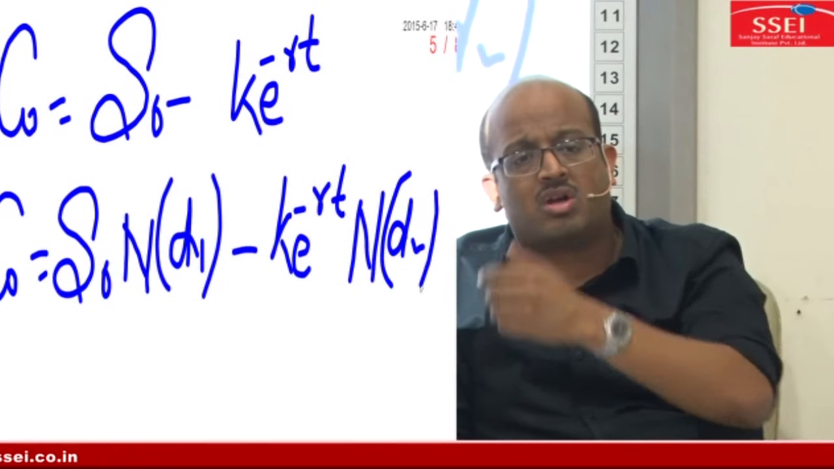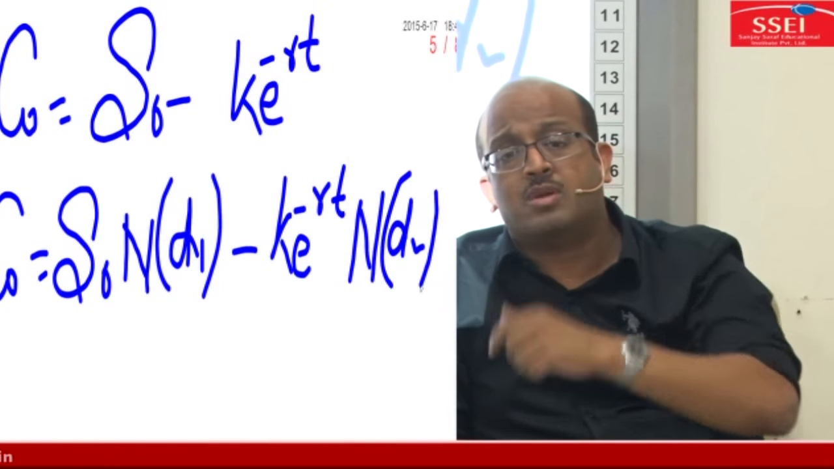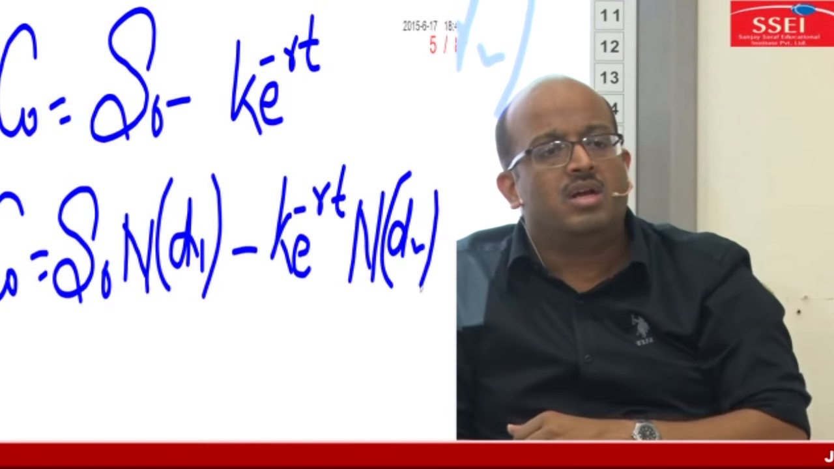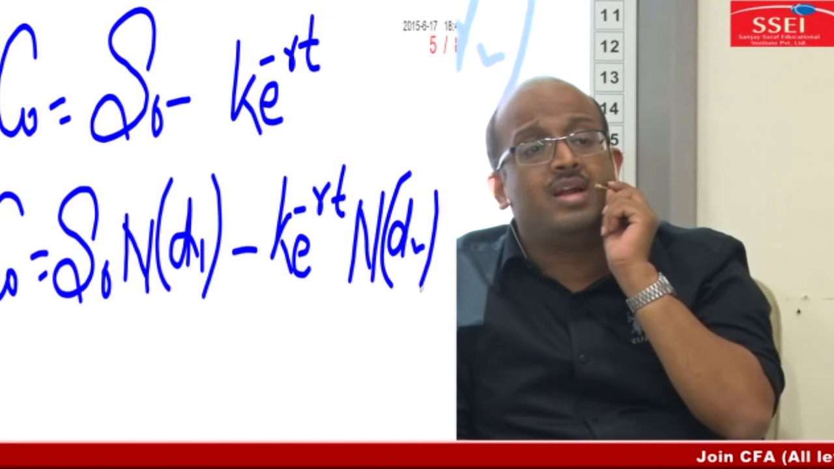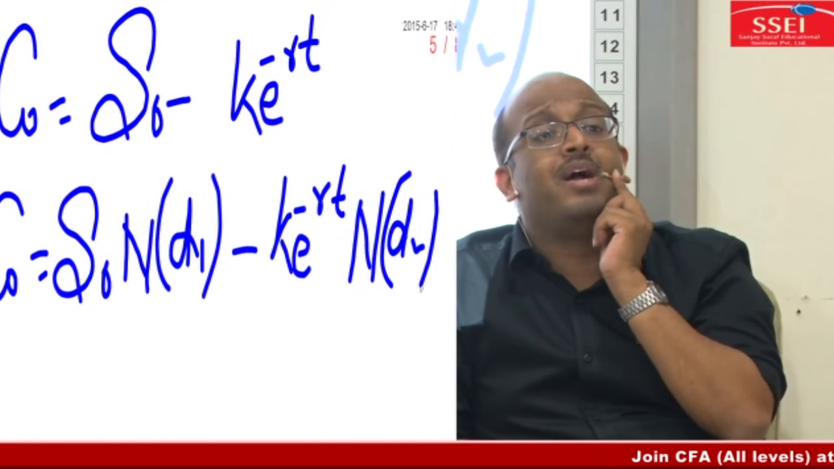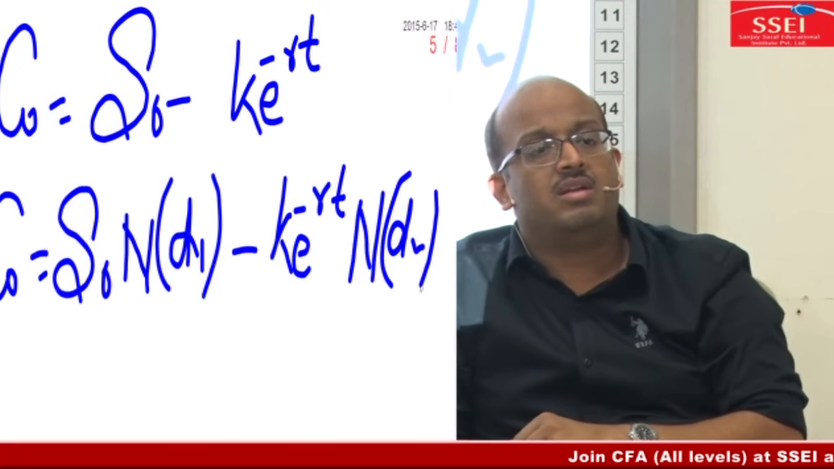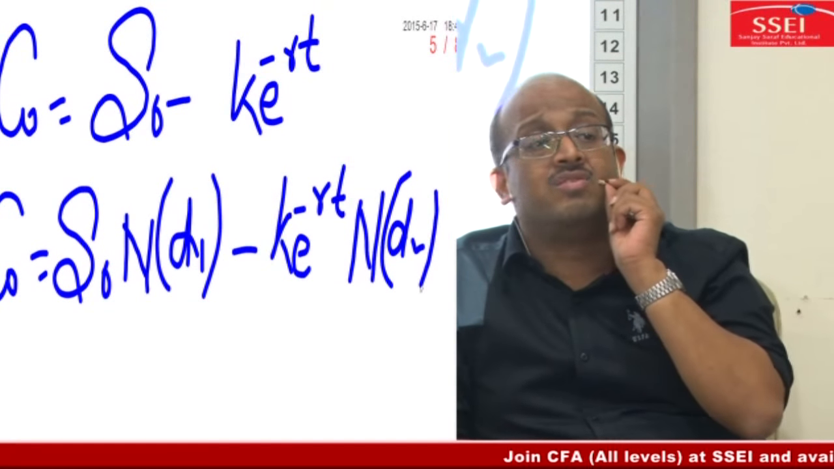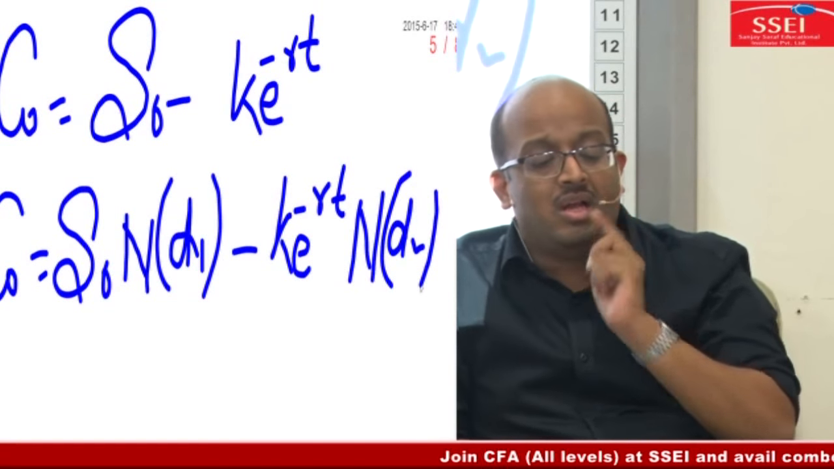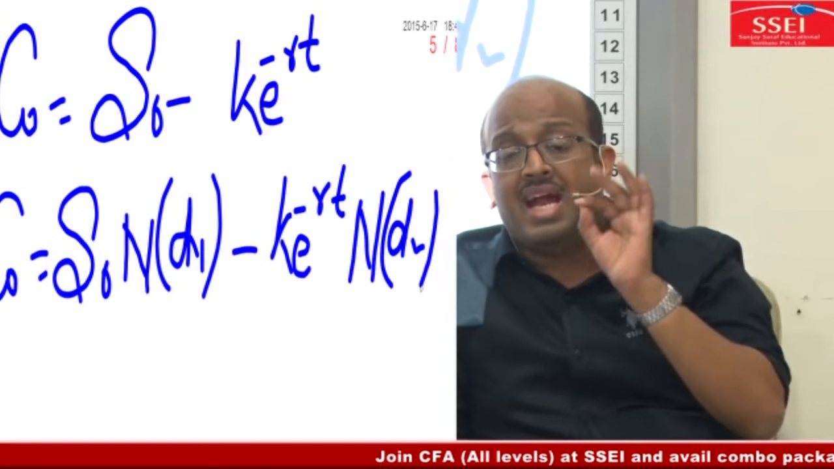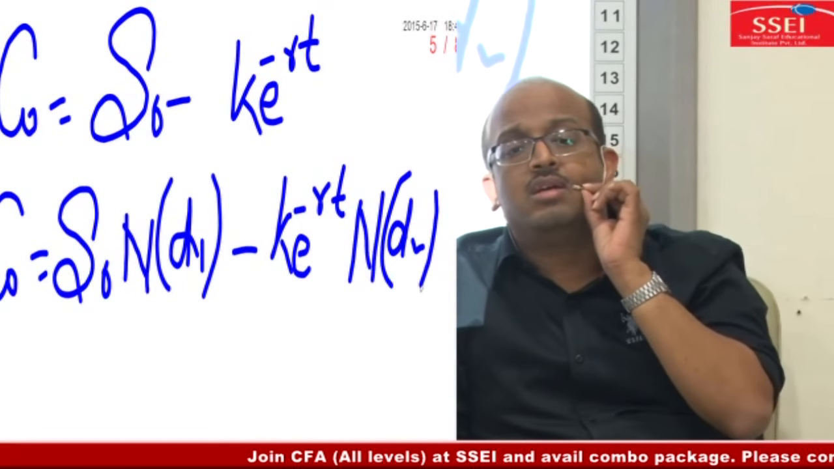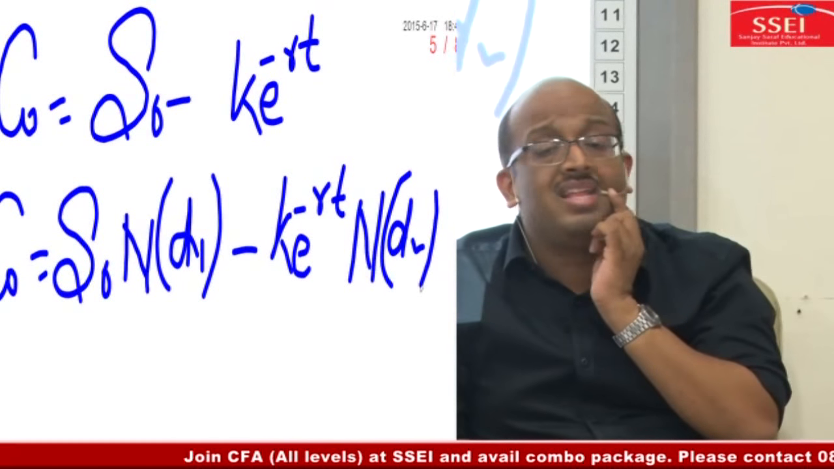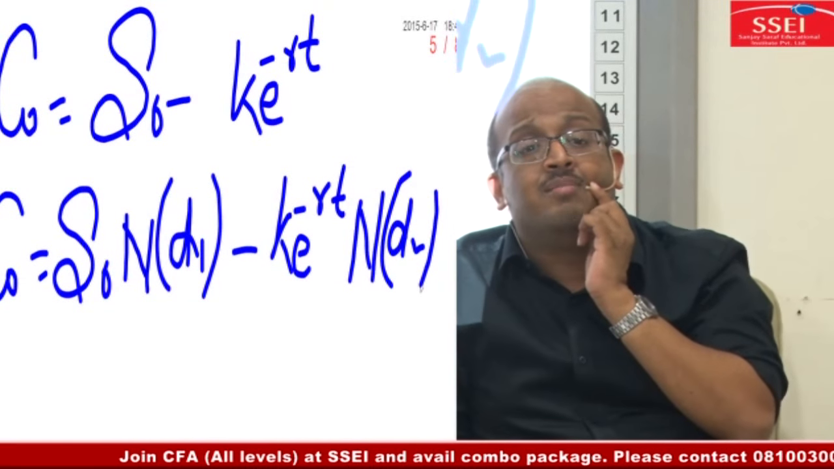Because if you buy the stock and the stock price goes up by 1, the call will not go up by 1. The call will go up by 0.4, 0.6, 0.7. So one call is not equivalent to one share. It is equivalent to a partial share. That partial is N(d1). N(d1) is the delta of the call, while N(d2) is the probability that the call will be exercised on maturity.